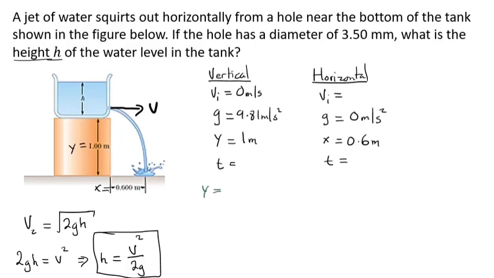Displacement is equal to initial velocity times time plus half a t squared. The displacement in the vertical is 1. Initial velocity is 0, plus half acceleration, 9.81, t squared. So this is what we get: 1 equals 4.905 t squared. So let's see what we get as a value of time. We're going to say 1 divided by 4.905, then the square root of our answer.